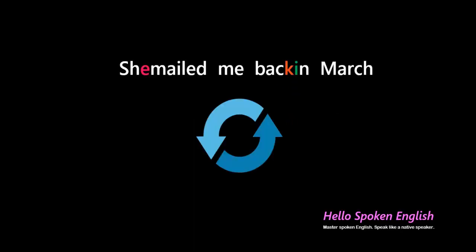How do you say it like native speakers? The same E sounds. So you can skip one. She emailed. Consonant and vowel blended. Back in. Don't say baka in. If we write it down by pronunciation, she emailed me back in March. Let's listen and repeat after me. She emailed me back in March.